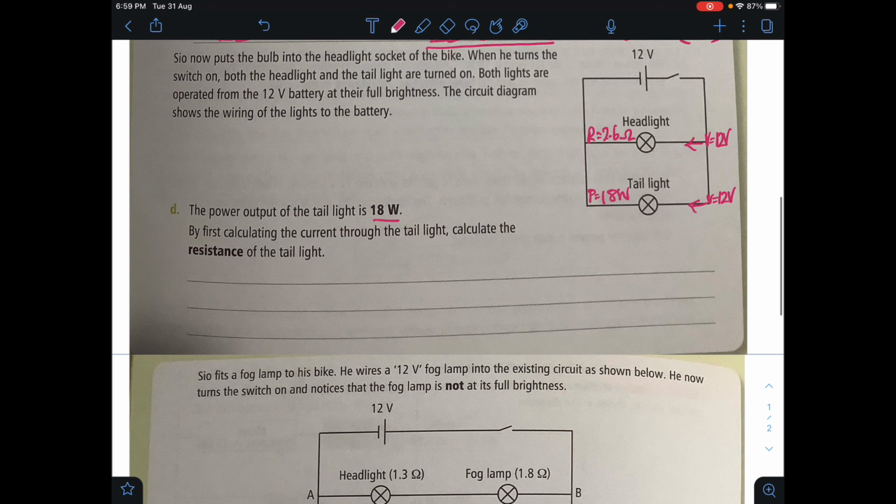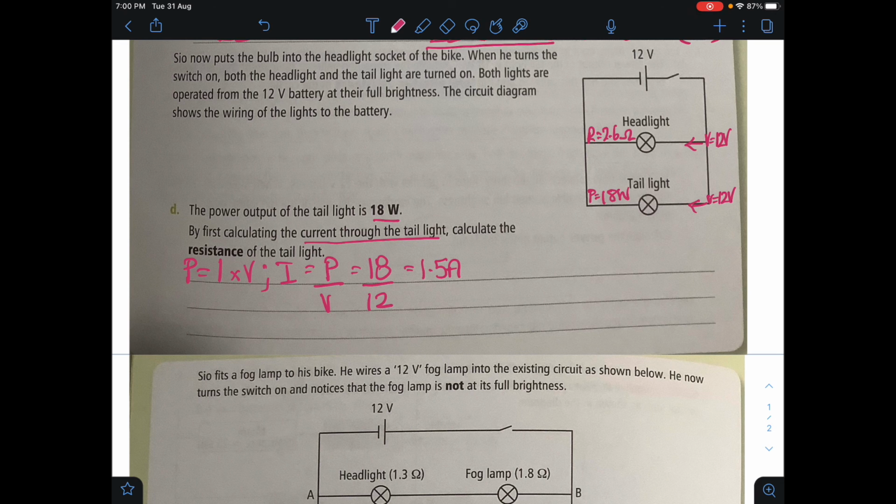So what do we need to do? By first calculating the current through the tail light, calculate the resistance of the tail light. Okay, so I know that power is equal to current times voltage. So therefore current is going to be power divided by voltage. So that's 18 divided by 12. And that gives me 1.5 amps.